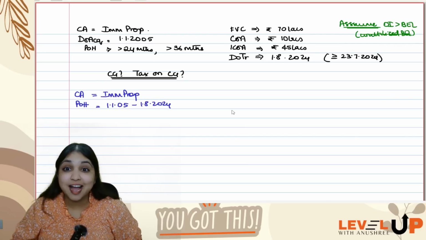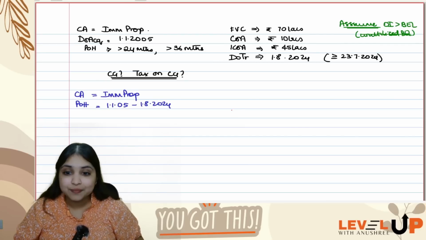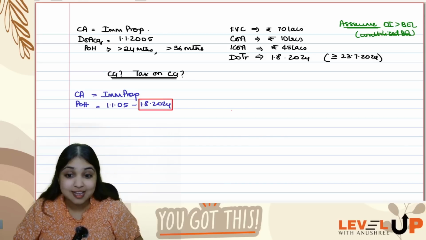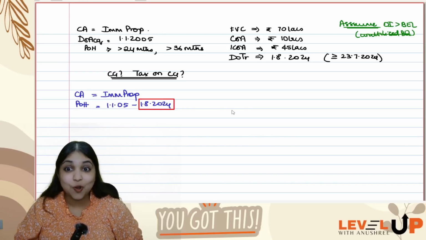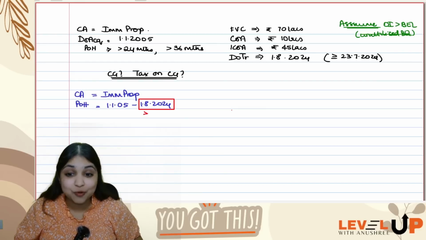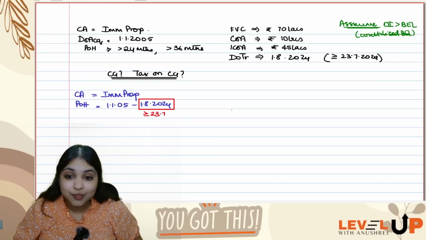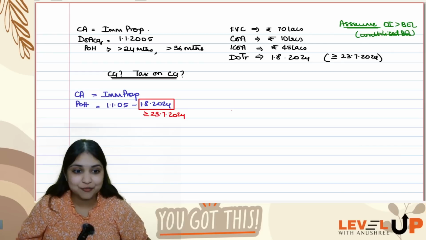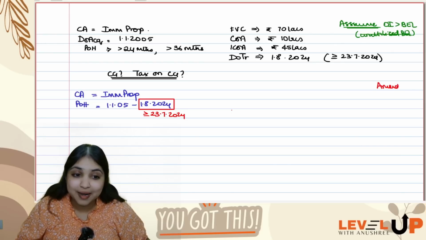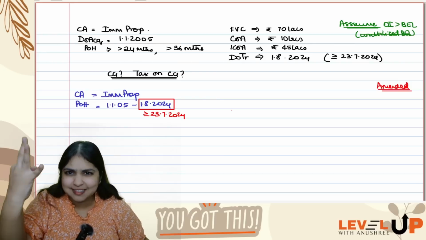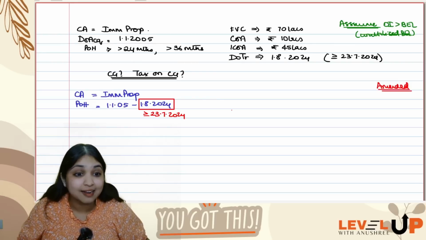At this stage, I will pause, check, think. I will look at the date of transfer. Is the date of transfer before 23rd July 24 or on or after 23rd July 24? It is on or after 23rd July 24. Therefore, I will have to apply the amended provision. Amended provision means 3 places there will be an attack.